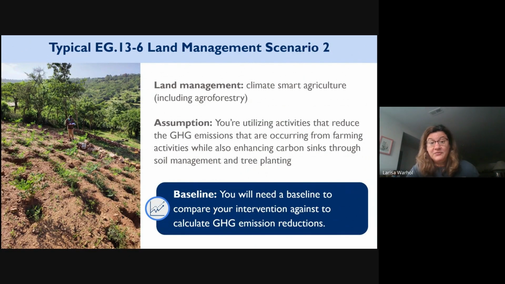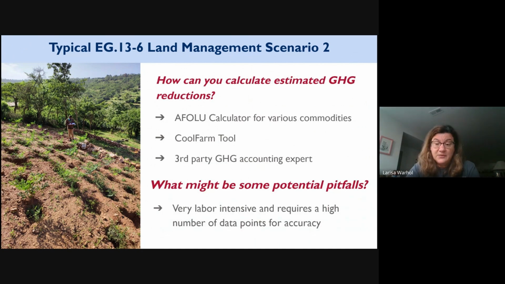If you are engaged in a very robust climate smart agricultural program, including agroforestry, you can do a more robust calculation, but you would then need a baseline. That's because you need to have something to compare your intervention against. That can be doing an analysis of the whole farming system, where you could potentially see that your farming system is actually emitting greenhouse gas emissions, and by engaging in these climate smart ag practices, you're creating a carbon sink on the farm. In this scenario, you actually have the potential to be reporting more than you would in scenario 1, but it is a lot more complicated. You need a lot more data points for accuracy.